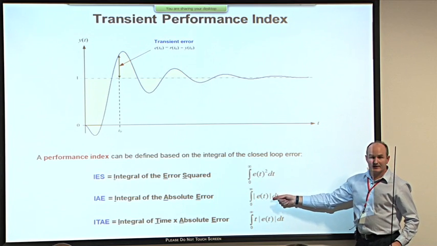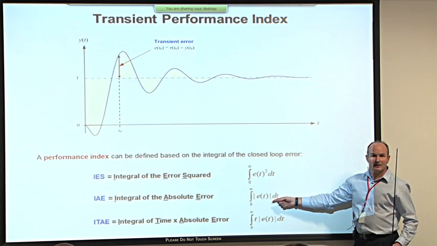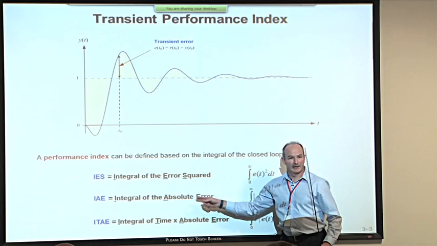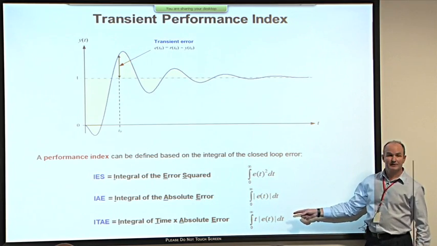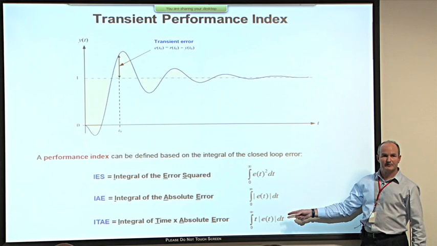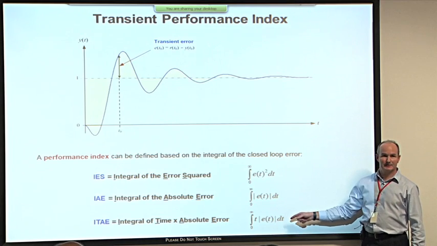You could just take the absolute value of the error and then integrate it. That would be called the IAE. Or what you could do, and is very popular, is to time weight the absolute error. And this gives you what's called the ITAE, the integral of the time times the absolute error.